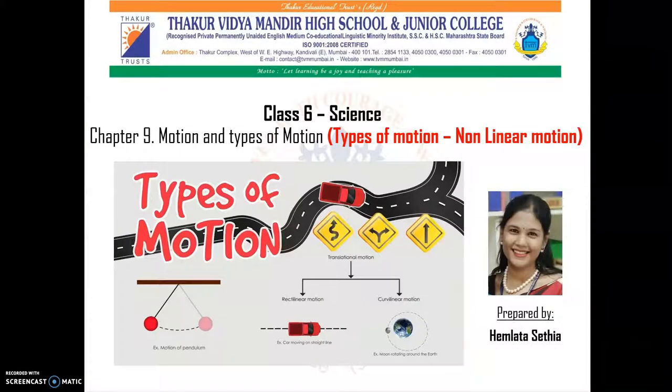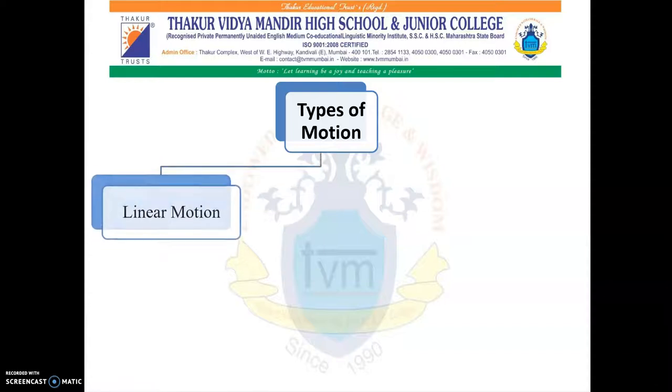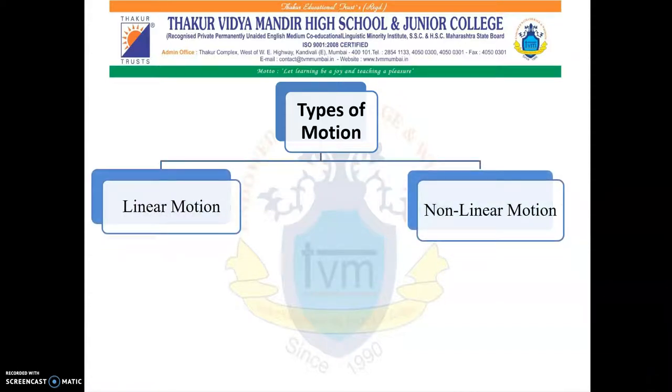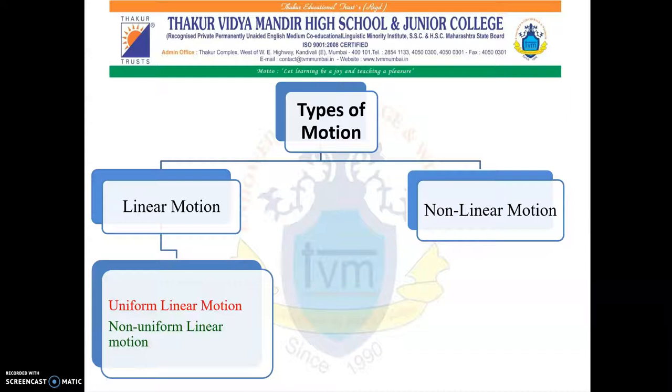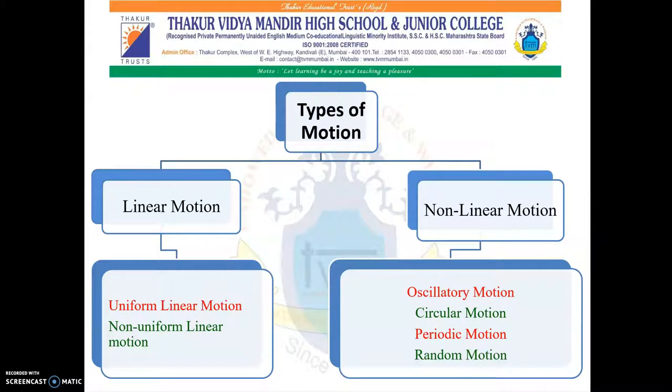Let us continue with Chapter 9, Motion and Types of Motion. There are two types of motion, linear motion and non-linear motion. Linear motion is further divided as uniform linear motion and non-uniform linear motion. Non-linear motion are of four types: oscillatory motion, circular motion, periodic motion and random motion. In the previous session, we have discussed linear motion in detail. Today, we are going to discuss these four different types of non-linear motion.